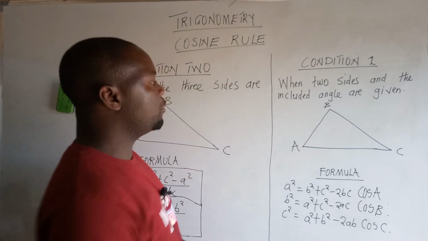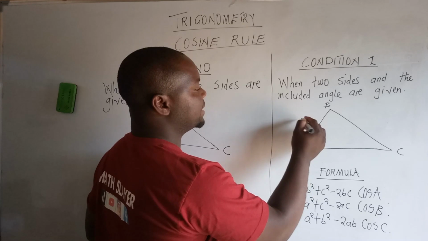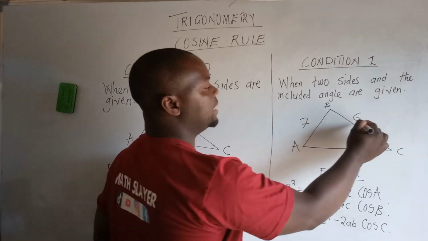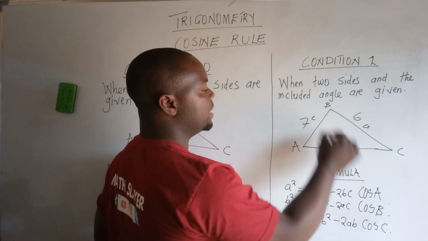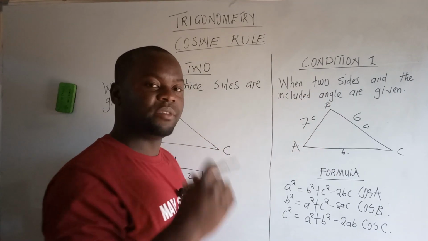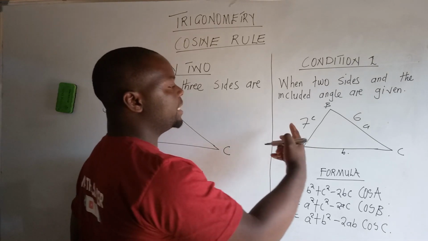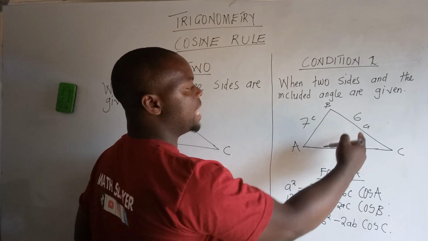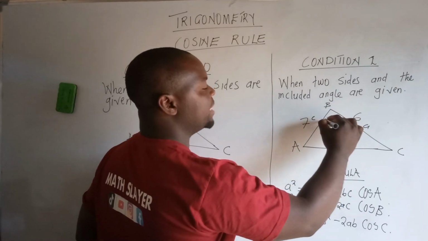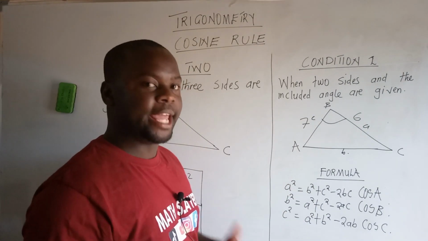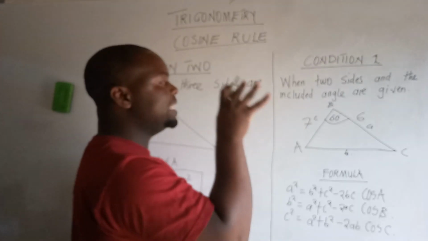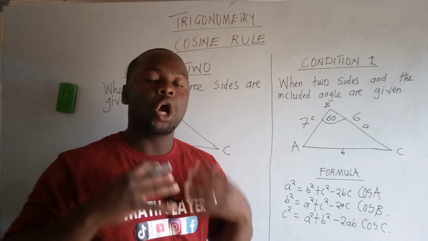So for example, if you have been given AB to be 7, and this one 6. Remember that this is angle A, and this is small letter a, this is small letter c, this is small letter b. This is what we discussed in the previous video. So now, if you have been given c to be 7 and then a to be 6, the lengths c and a are meeting at B. So this B is the one we refer to as the included angle. If you have also been given the included angle to be, for example, 60 degrees, then just know that this is a cosine rule concept.